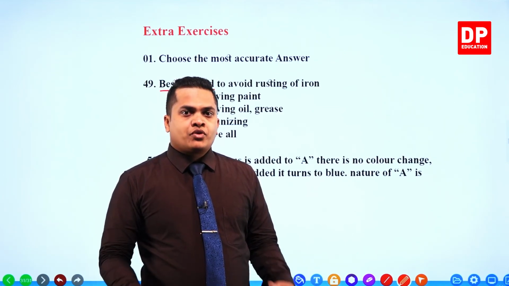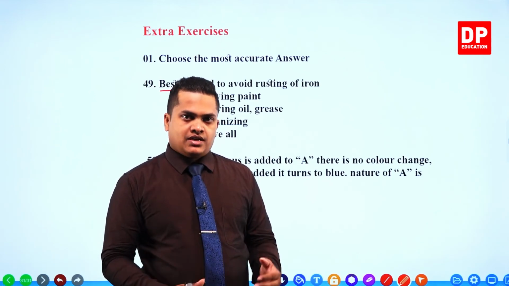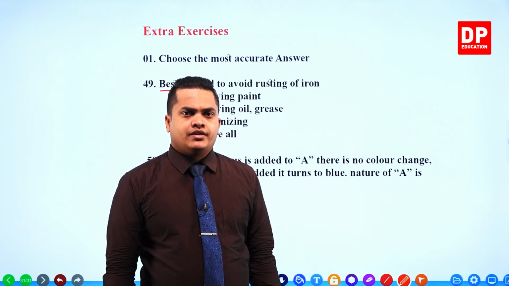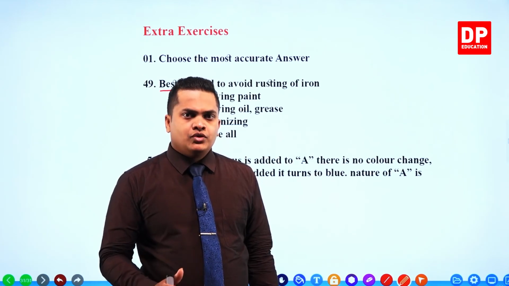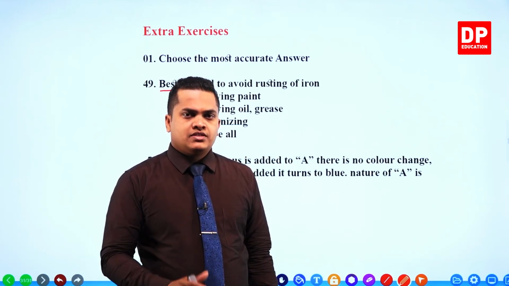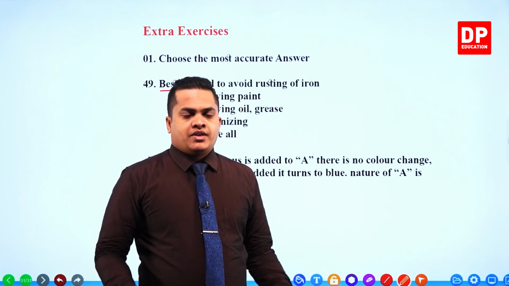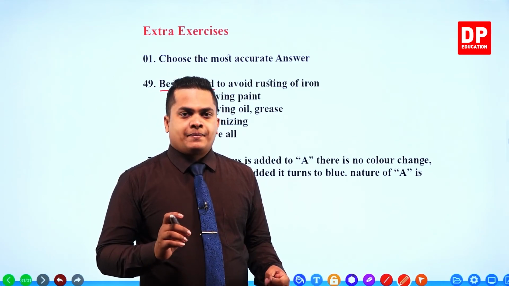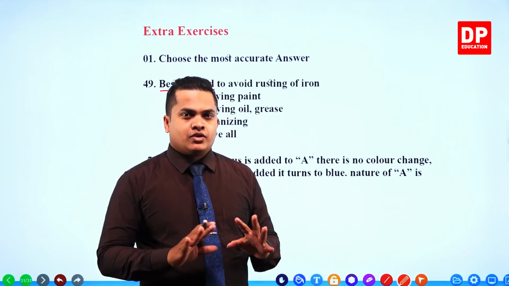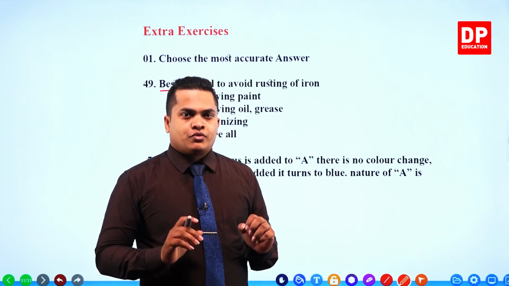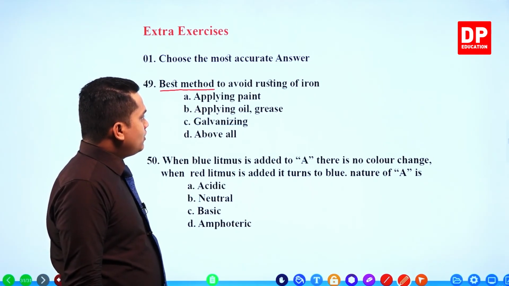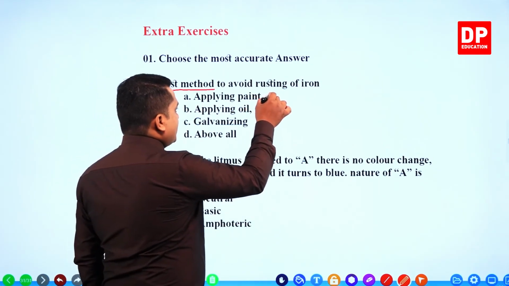So we have to protect the layer of paint plus the metal, right? So it's not a good method. Time by time, after 1 or 2 months, we have to repaint it. That paint is going to wear off some day, so we have to repaint it once again. So applying paint is not a good option to protect iron from rusting. Next one, applying oil or grease. That is also the same.